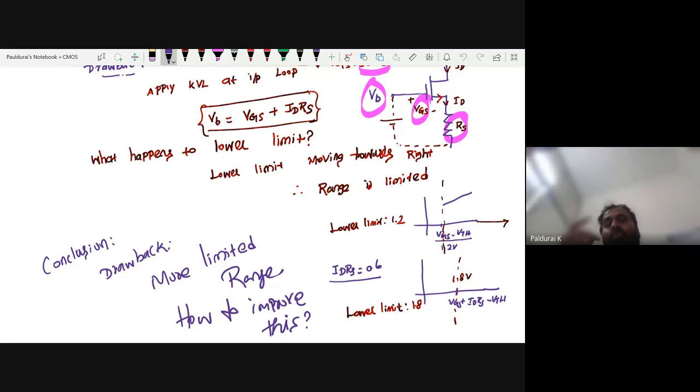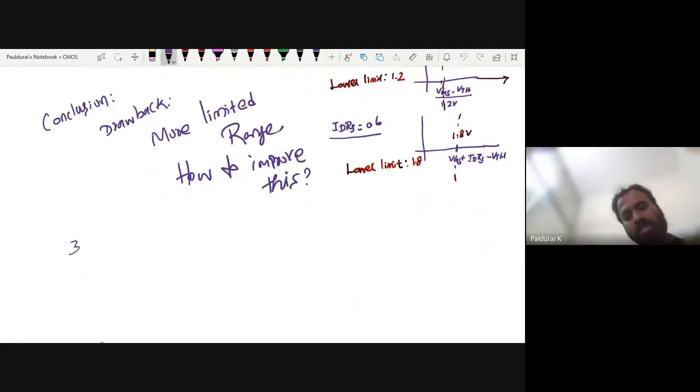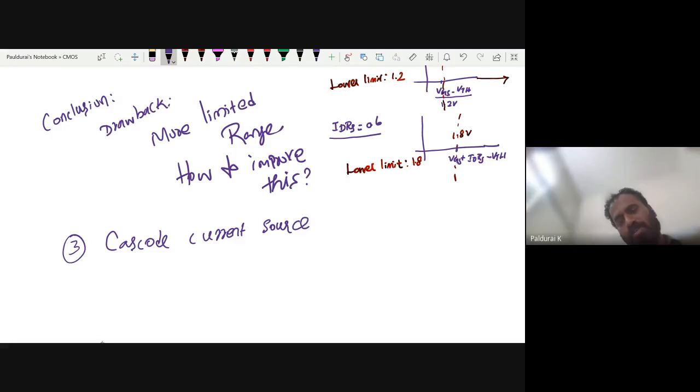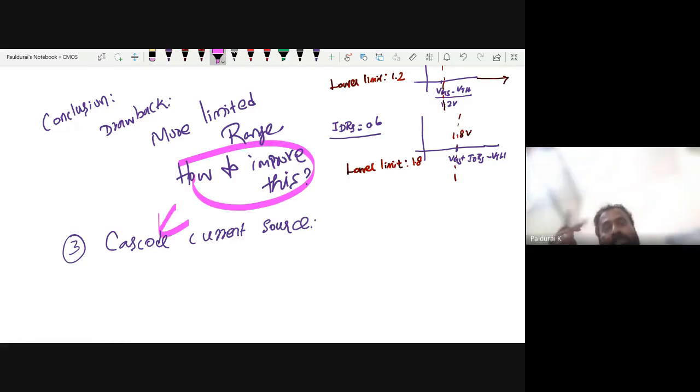So how to improve this? That is the third observation it is speaking about. That is the expected one, cascode current source. We will pick up this concept for tomorrow's class, and I will summarize the first two observations and give the conclusion. Then, why cascode? Then at that time we will see how to improve this. The keyword is cascode current source. How? Please think about this.